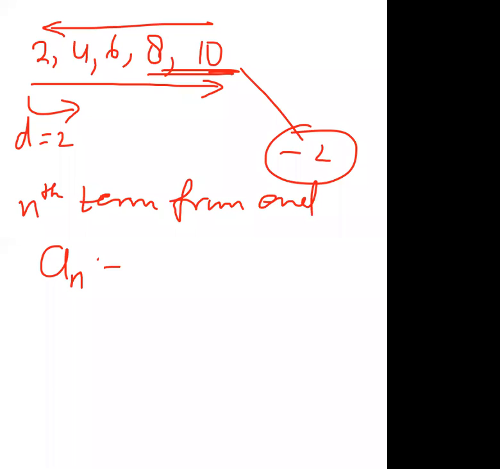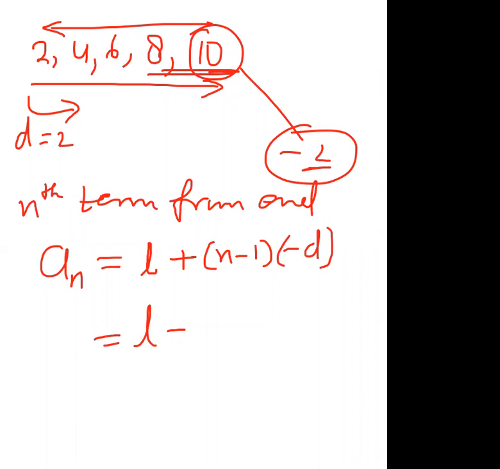So in that case, for the nth term from the end, a will be the last term. The last term will work as the first term when we need to calculate from the end: L plus n minus 1 into difference. The difference will be negative, minus d. So it will be L minus n minus 1 into difference d. This is one of the good formulas.